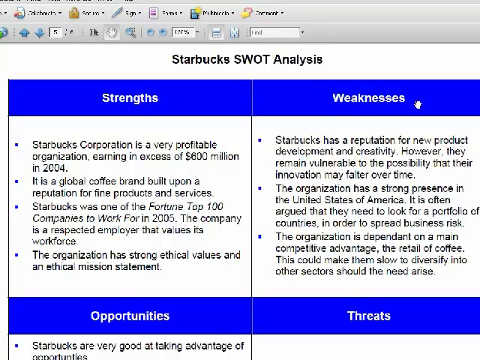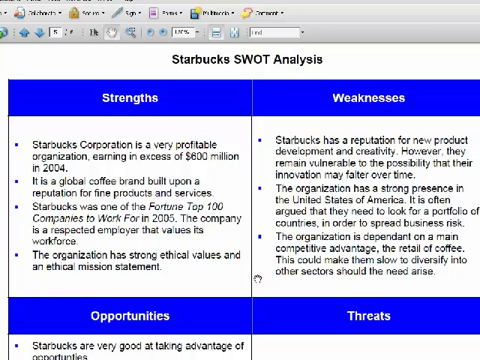Let's look at what they found to be weaknesses, internal to the organization again, but negatives. They do have a reputation for new product development and creativity, but remain vulnerable to the possibility that their innovation may falter over time. They consider this a weakness. Organization has a strong presence in the United States, but it's often argued they need to look for a portfolio of countries in order to spread business risk. From what I understand, they have actually done this, and they are in foreign countries now. So they consider this a weakness and external to the organization.